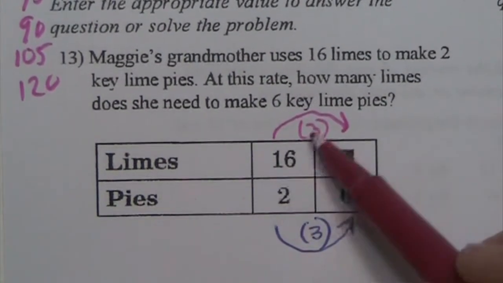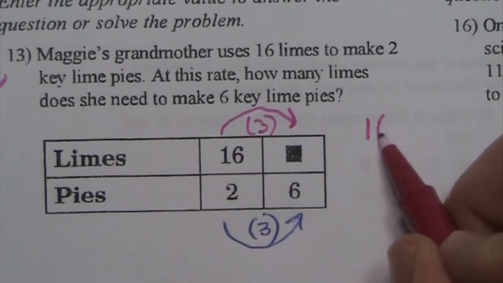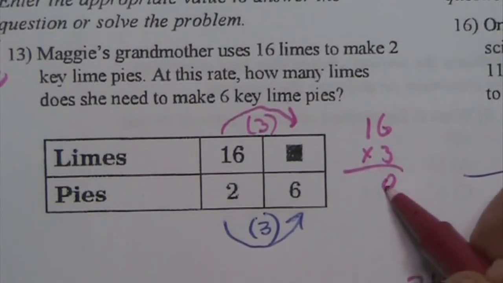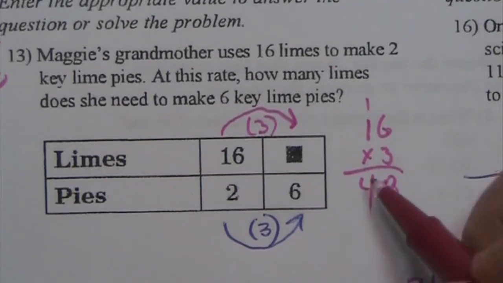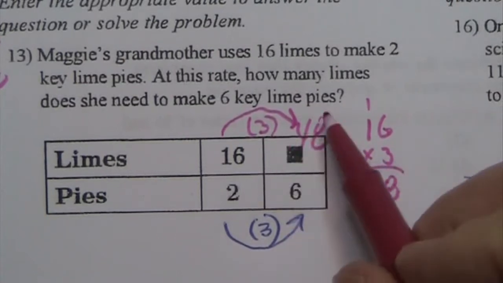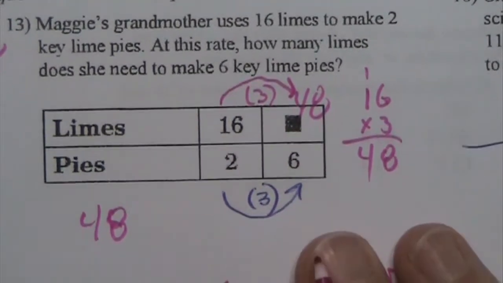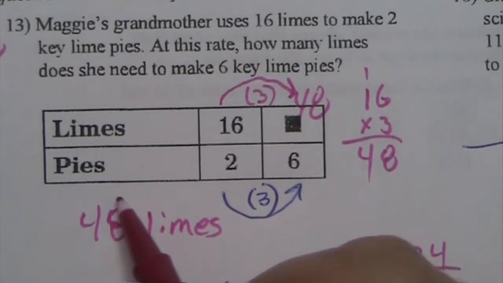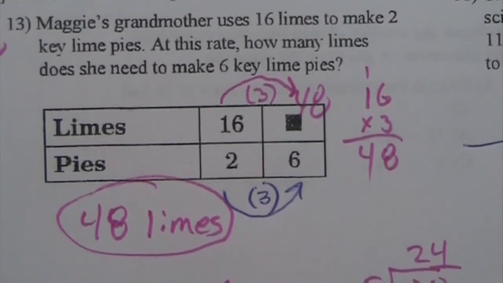And if you do not know what 16 times 3 is, you would simply do it to the side. 3 times 6 is 18. 3 times 1 is 3, and 1 more makes 4. 48. So this is 48. So the question is how many limes? I'm just going to write it here. 48 limes to make 6 key lime pies.